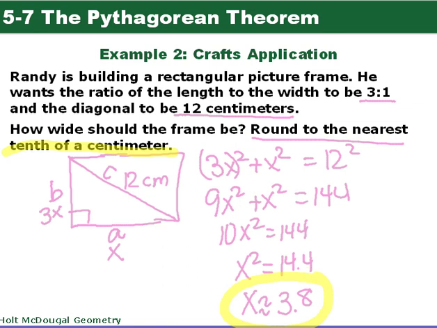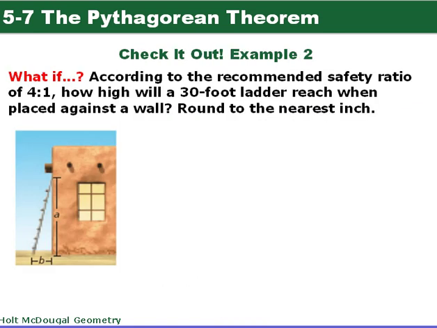Very nice. Thank you. All right, so now you have one to check out. According to the recommended safety ratio of 4 to 1, how high will a 30-foot ladder reach when placed against a wall? So you're going to use these, and remember, you're going to use them in the form 4x and x for 4 to 1 when you solve your problem. Good luck.